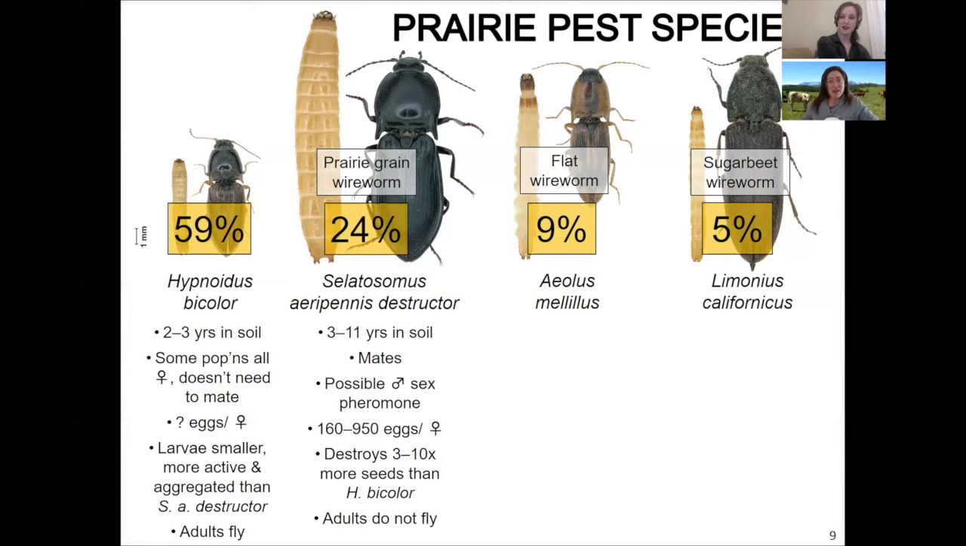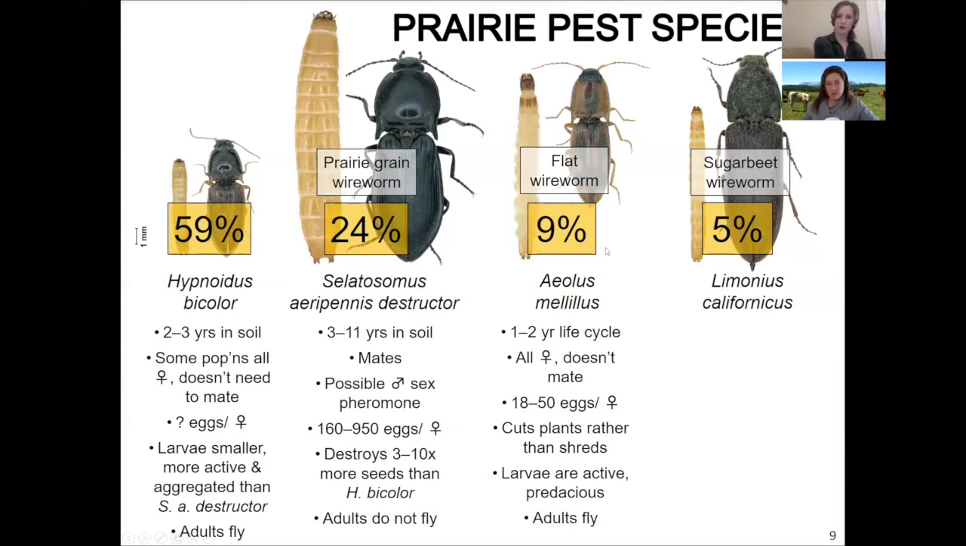Yeah, I know, right? Now check out this next one, the flat wireworm over here. Talking very different than the other ones in that it can complete its whole life cycle in a year under good conditions, but probably spends 2 years usually to complete. And there's never been a male found in Canada, ever, all females. Not that many eggs per female, and it has a different feeding behavior where it'll cut plants rather than shred them. Okay. And the larvae are really active.